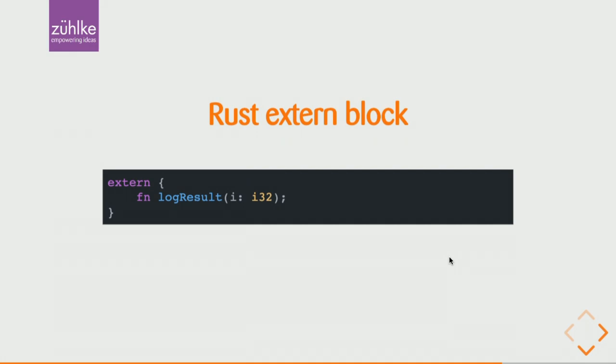With Rust, we can say there's a function, and it will be called log result. Since we can't pass strings yet, we will just pass an integer. So we will say you can put in one integer, and it's a 32-bit integer. We will obviously look into this a bit more afterwards so that we can have our proper Hello World project. But for now, we have to stick to integers.